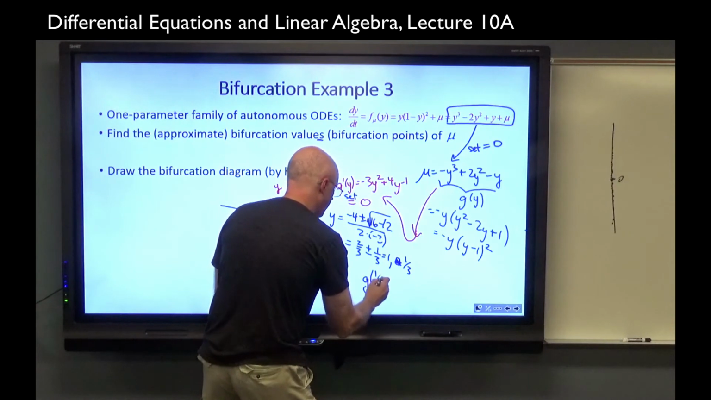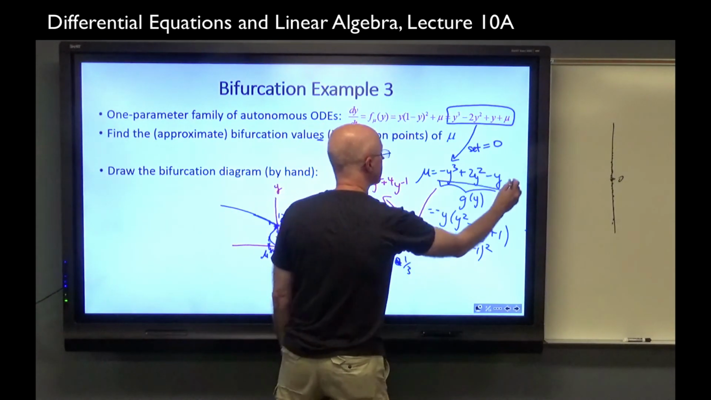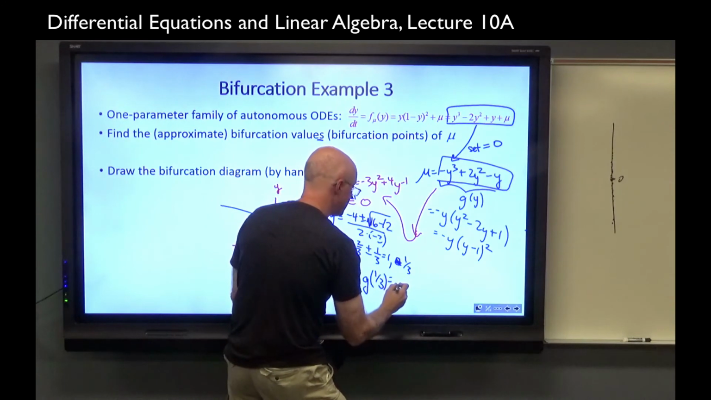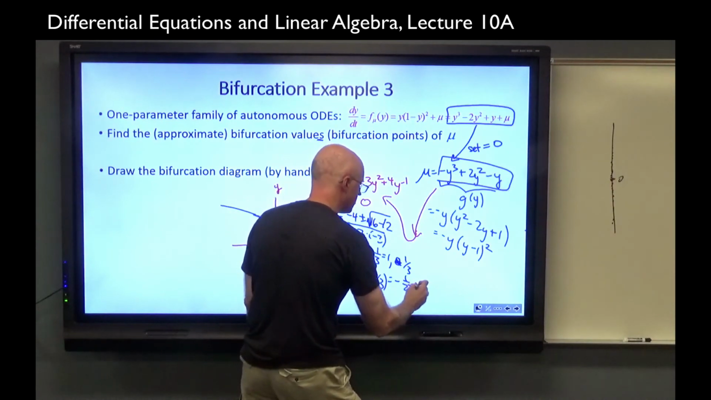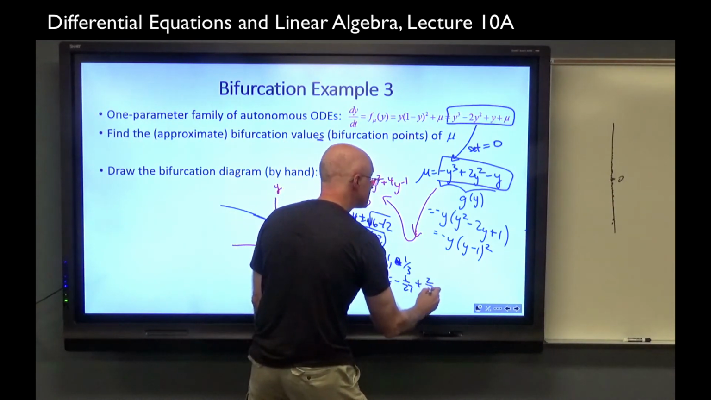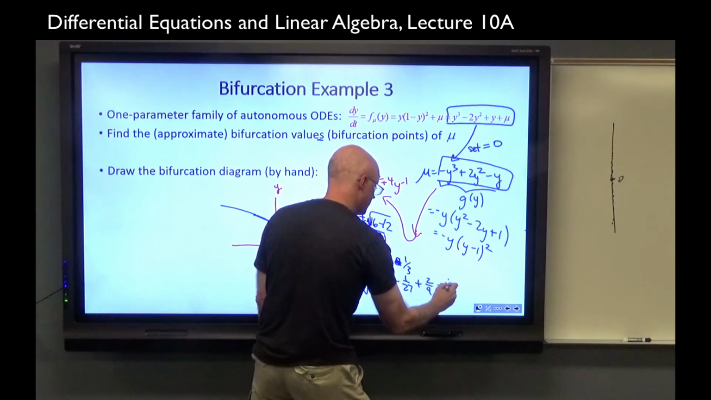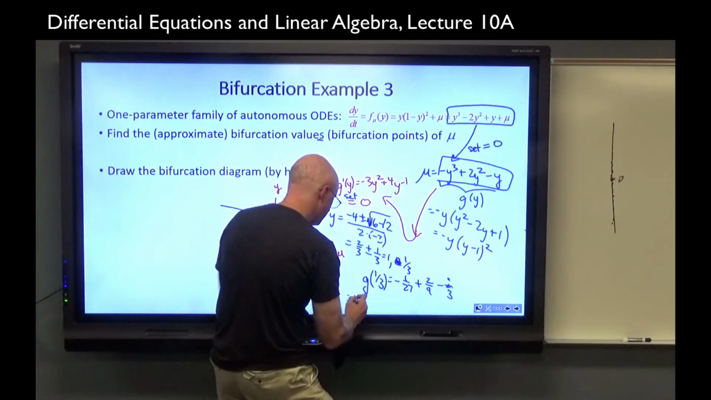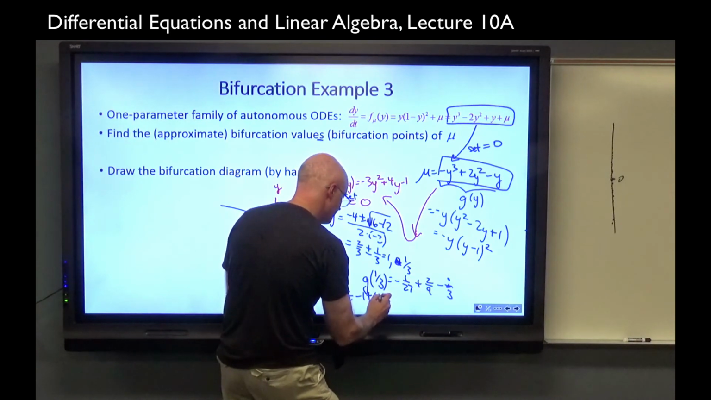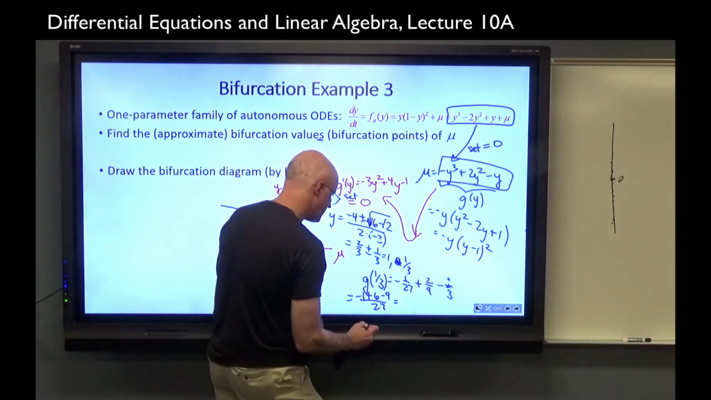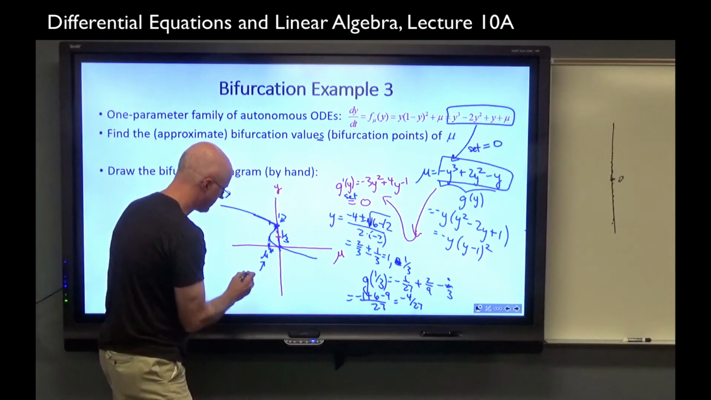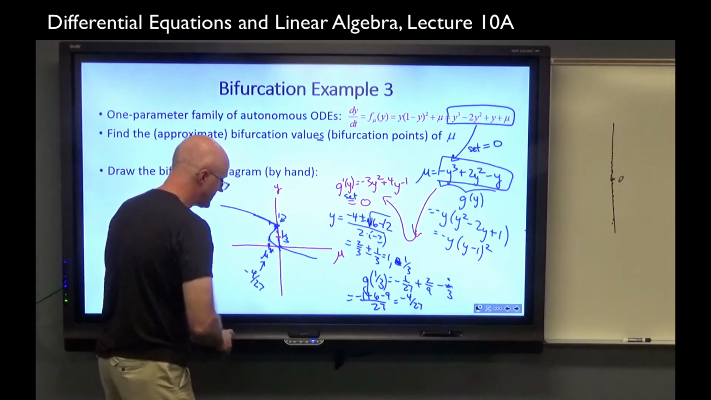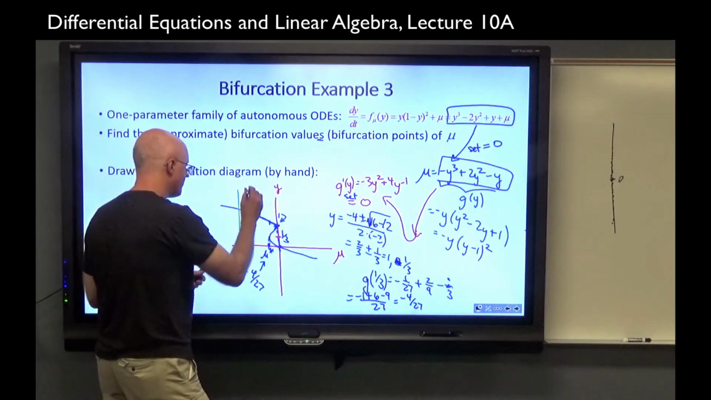g of 1/3, looking at this formula right here, is negative 1/3 cubed, negative 1/27. Cube first, then do the minus sign, plus 2 times 1/3 squared will be 2/9, minus 1/3. Sorry. So that'll be negative 1 plus 6 minus 9 over 27. That's going to be negative 4/27. That's negative 4/27 there.